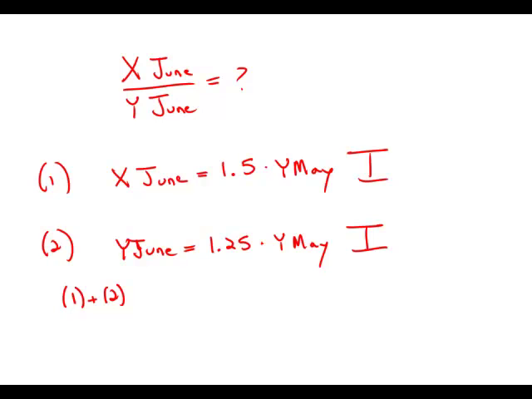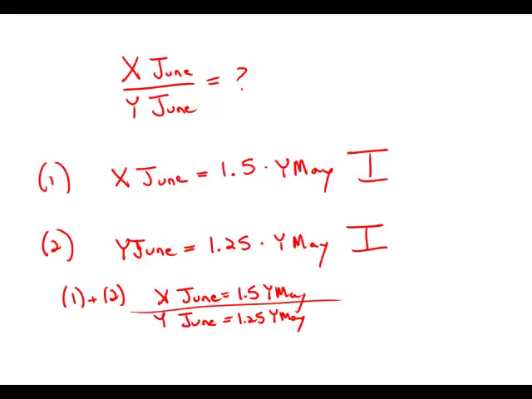Well, now we know both of these equations, that X in June is 1.5 Y in May, and Y in June is 1.25 Y in May. Well, I'm going to do something wild. I'm going to divide one equation by the other equation. And so what we get is that X in June over Y in June equals 1.5 over 1.25.